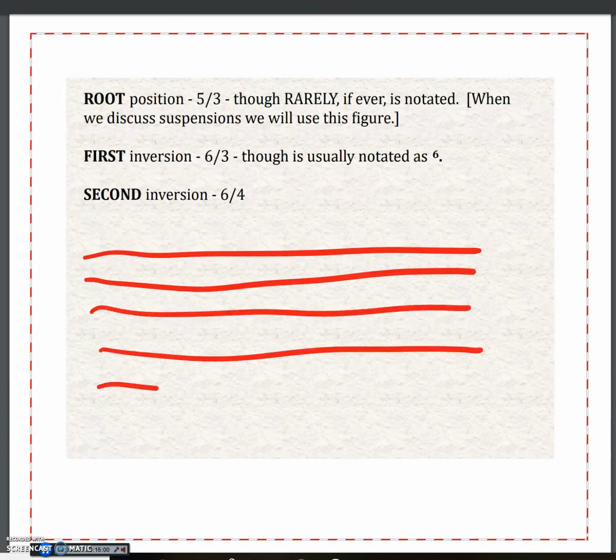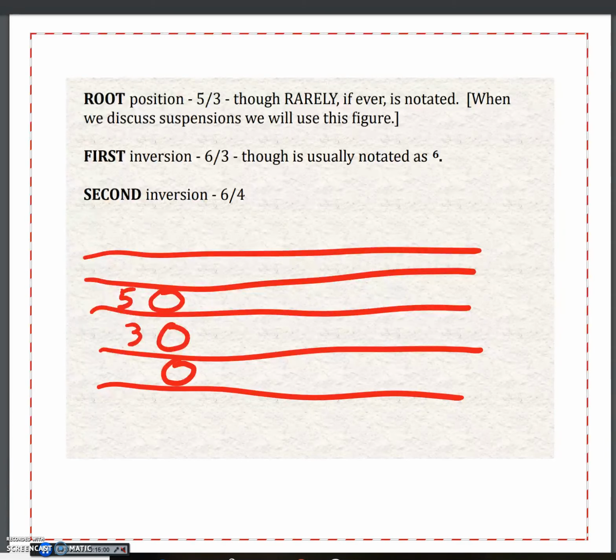I don't even need a clef. Okay, here is my root position triad. Here's a third above the bass. Here's a fifth above the bass. 5-3. Now I'm going to take this bottom note and I'm going to flip it up an octave.